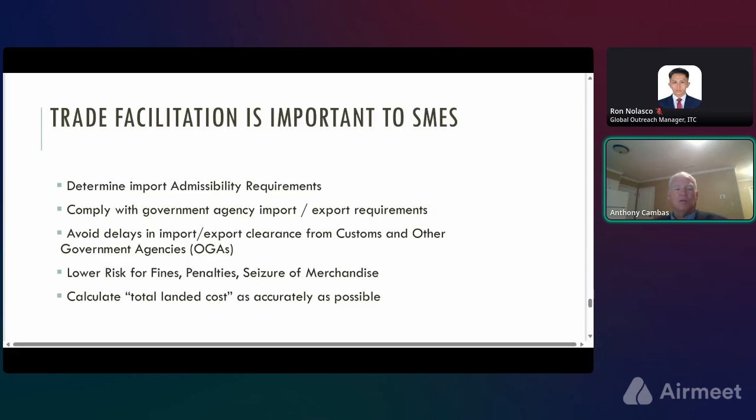And in a changing trade environment these days, it's not just about tariffs. There's a lot of focus also on non-tariff measures or non-tariff barriers. So what I refer to, and oftentimes in the customs context, is called admissibility requirements. So you need to also comply with all government agency import-export requirements.